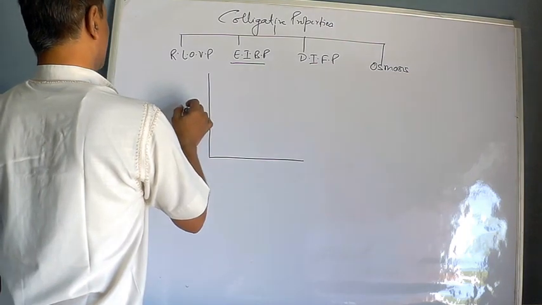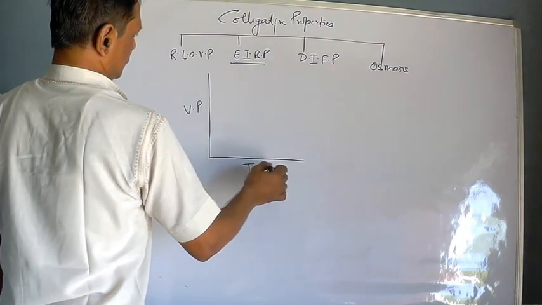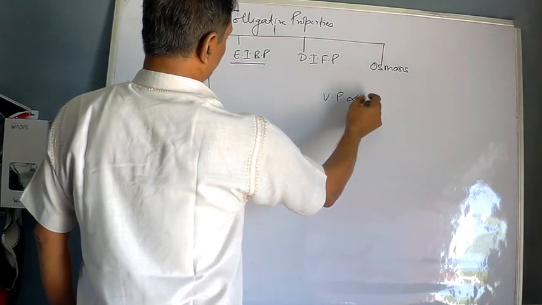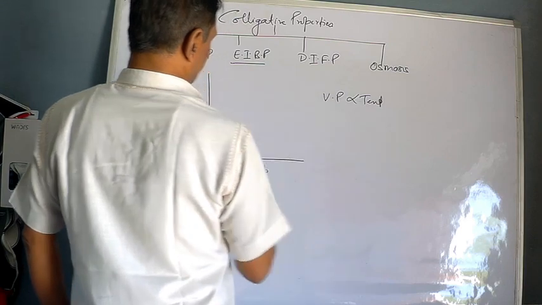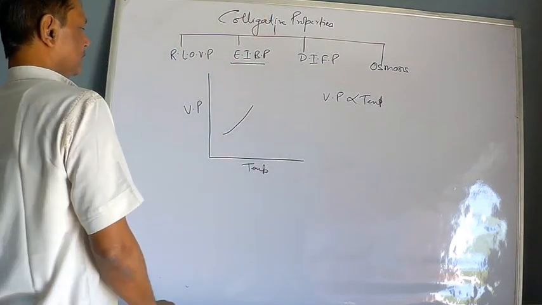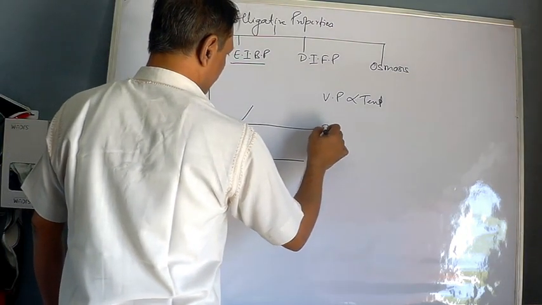Here we are plotting vapor pressure, and here we are plotting temperature. And class, as you know, vapor pressure is directly proportional to temperature. So if you increase the temperature, vapor pressure always goes on increasing, so the graph becomes like this. This is the curve for your solvent.